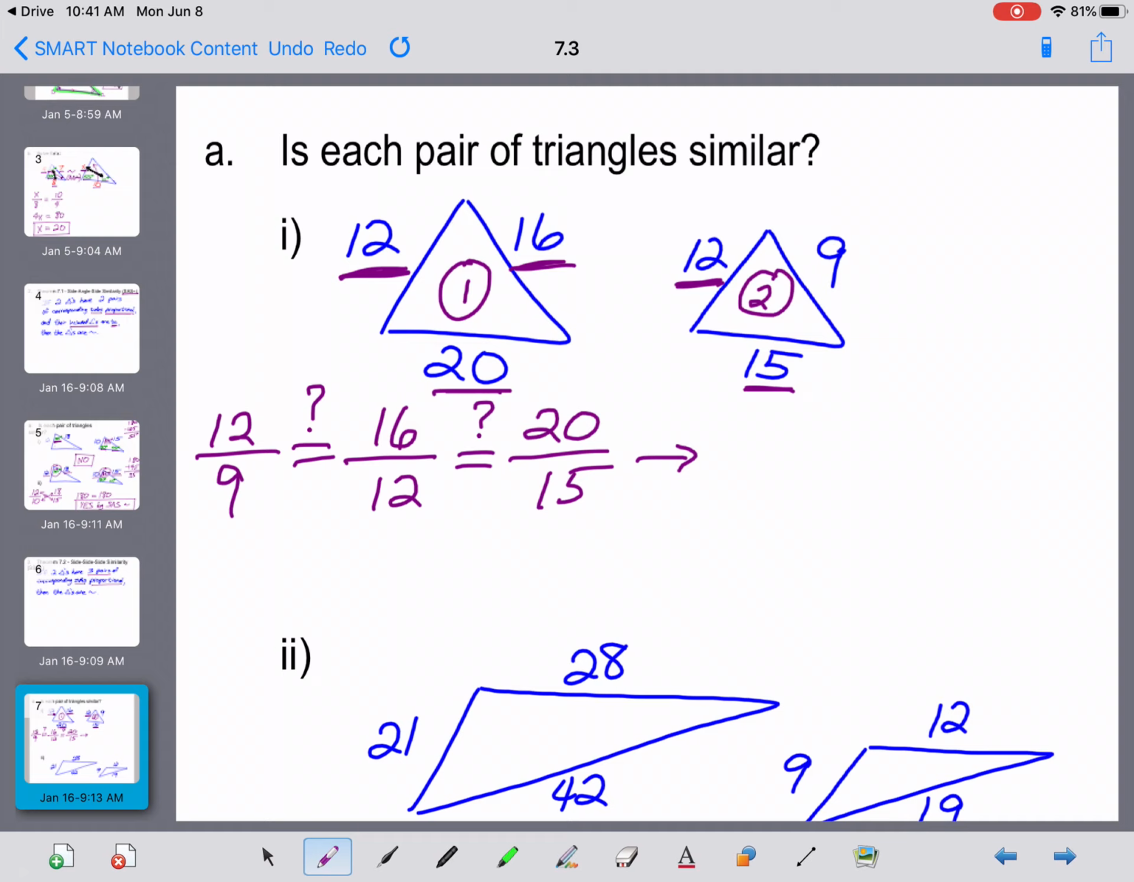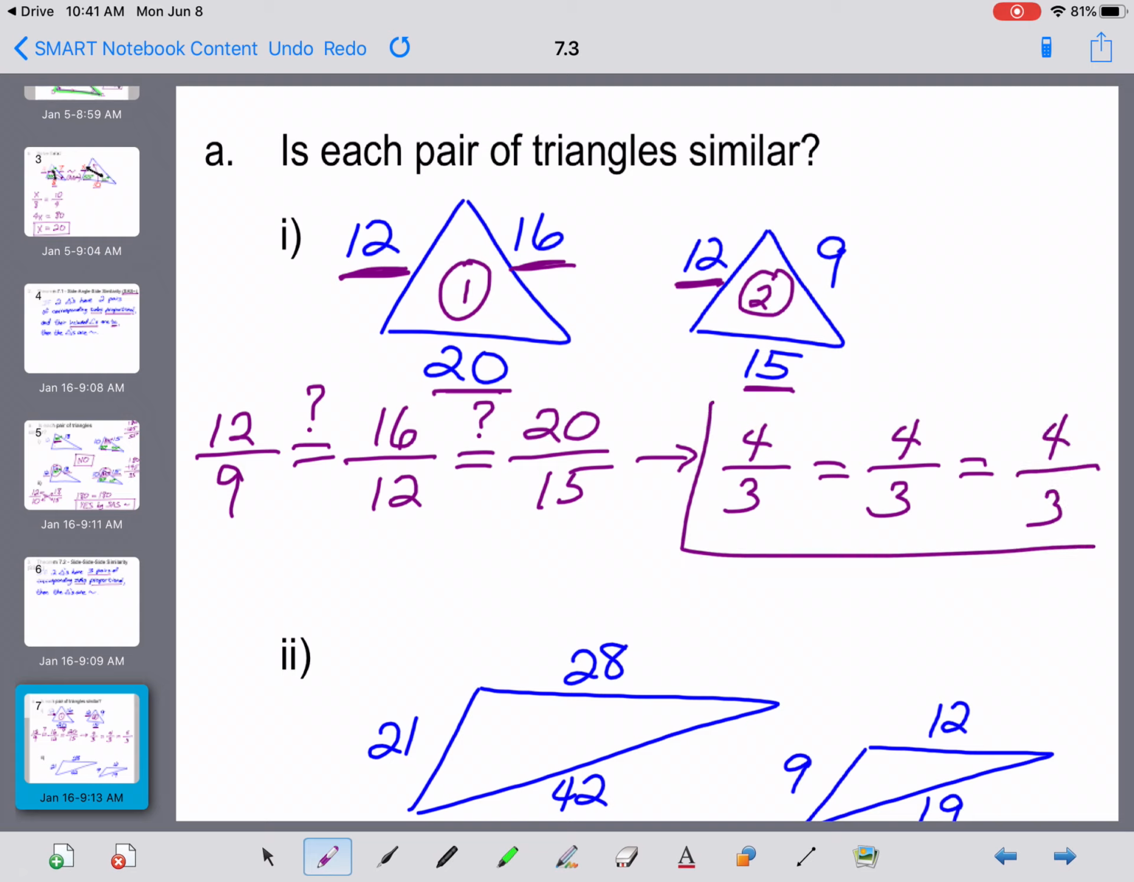12 over 9, we have a GCF of 3. So dividing by 3, our numerator becomes a 4, and our denominator becomes a 3. All right, 16 and 12 in the middle have a GCF of 4. 16 divided by 4 is 4. 12 divided by 4 is 3. And lastly, 20 and 15 have a GCF of 5. So let's divide that 5 out. 20 divided by 5 is 4. 15 divided by 5 is 3.